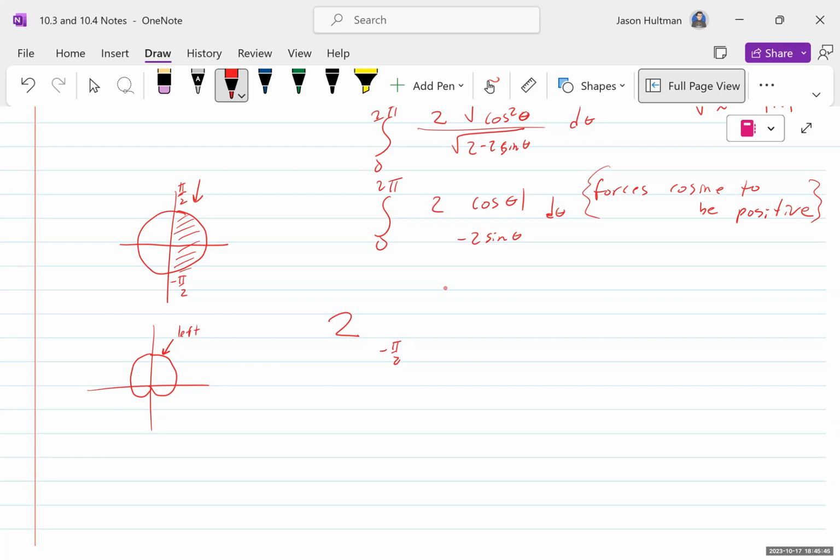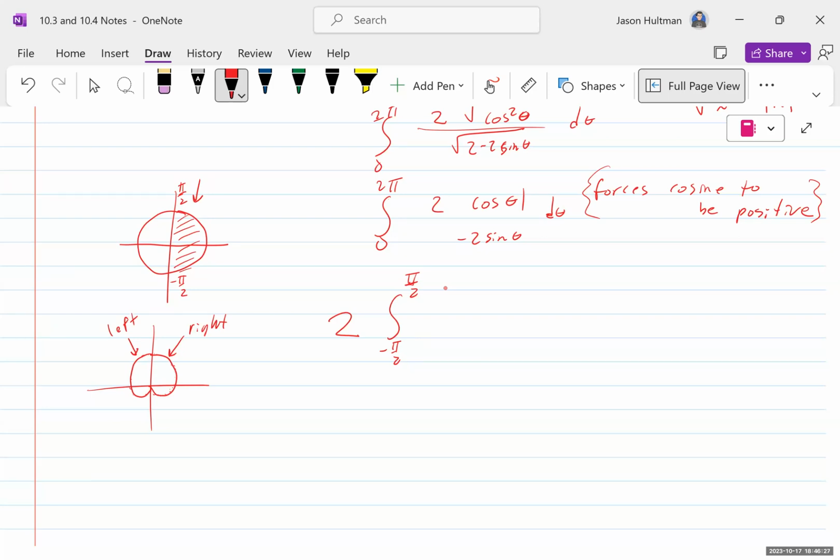Sorry, that's not the left side, that's the right side. The left side, which is over here, and the right side, if I just went all the way around here, I would end up with a positive arc length, and then I would end up with a negative arc, and they would cancel each other out. And I don't want that. So I'm just going to do the positive arc length, which is going to go from negative pi over 2 to pi over 2, and then I'm going to double it because it's symmetric. The left side and the right side are identical in the cardioid.